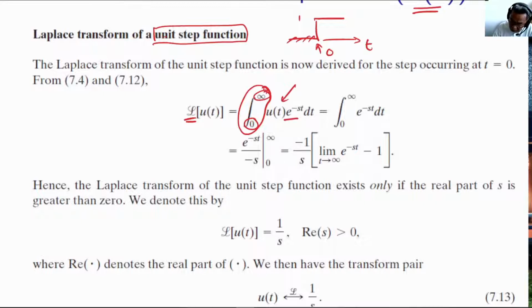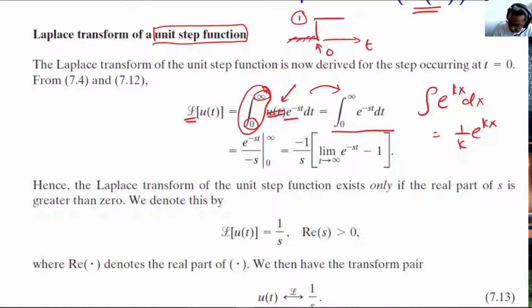Now, since u(t) has value 1, this basically reduces to this. That means u(t) seems value 1. We are back to the integral from 0 to infinity of e^(-st) dt. Please remember your integration methods. The integral of e^(kx) dx is equal to 1 over k times e^(kx).